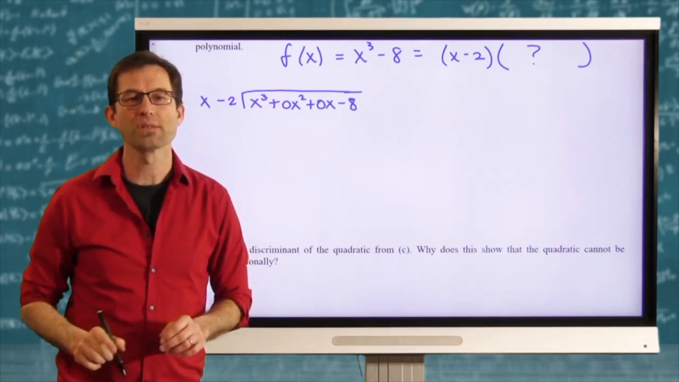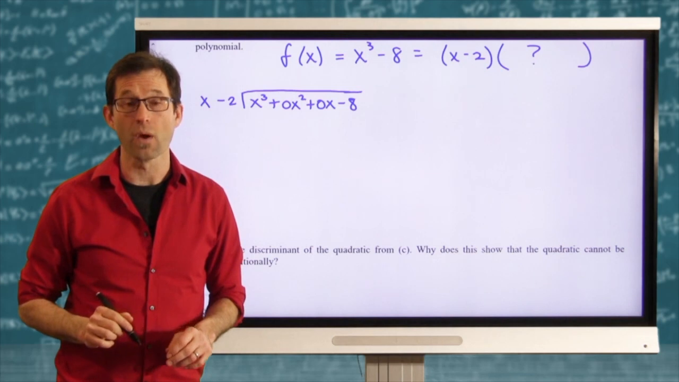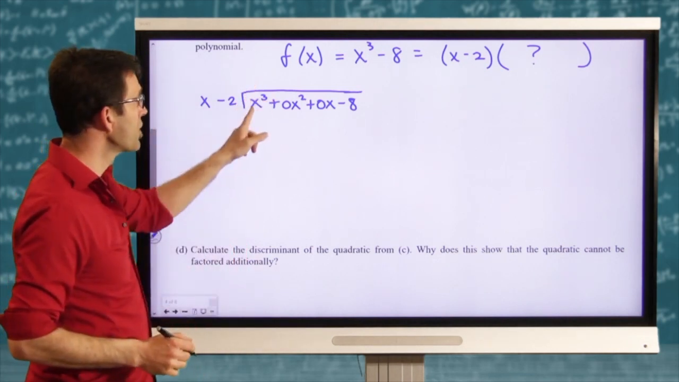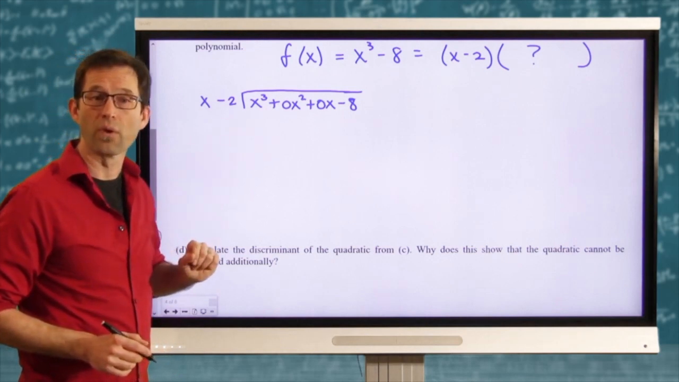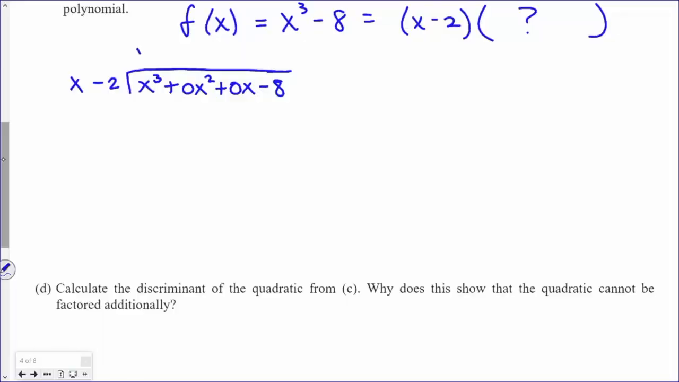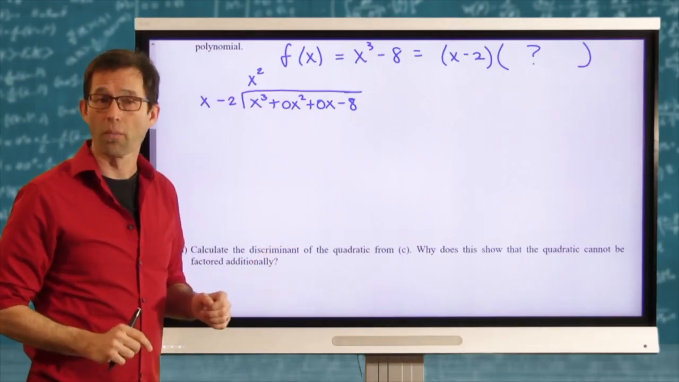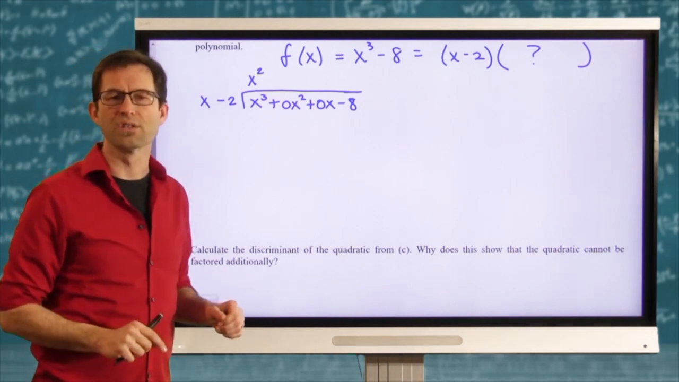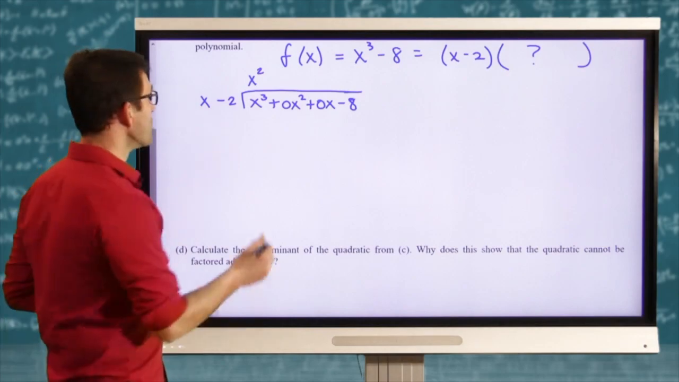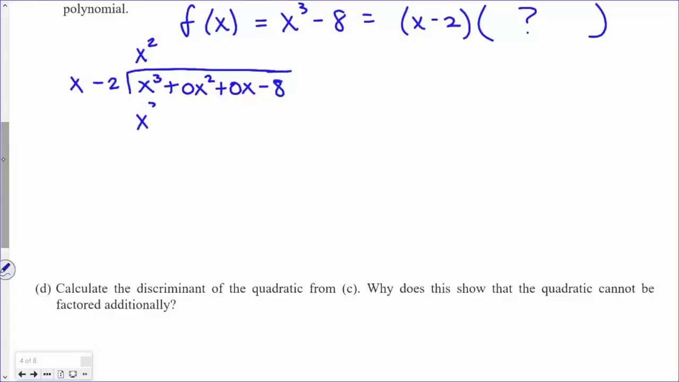You'll get plenty of chances to do it on your own during this video, but let me remind you how it's done. We want to put something up here that makes sure that when we subtract, we can get rid of the x cubed. And whatever's up here is going to have to multiply x minus 2. So what we're going to write up here is x squared. And then just like normal long division, we're going to multiply that x squared by x minus 2, and write down the result here. That's going to be x cubed minus 2x squared.